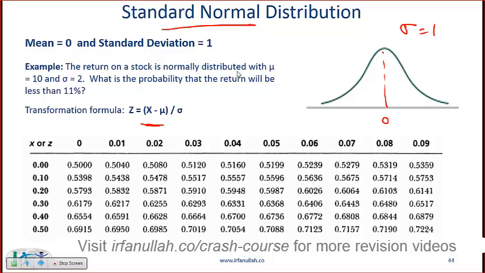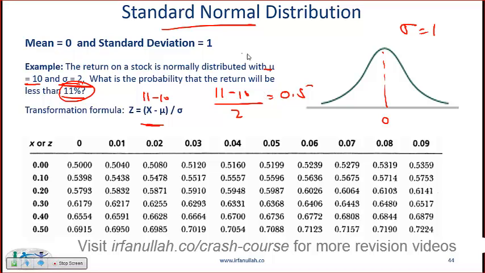So if you have a given distribution where mu is equal to 10 and sigma is 2, so this is for a regular normal distribution, what is the probability that the return will be less than 11%? So what do you do? You have to take this 11% number and convert that into a z value. And how do you do that? So the x is 11 minus mu is 10, and then so you have 11 minus 10 divided by 2, so 1 over 2, which is 0.5.